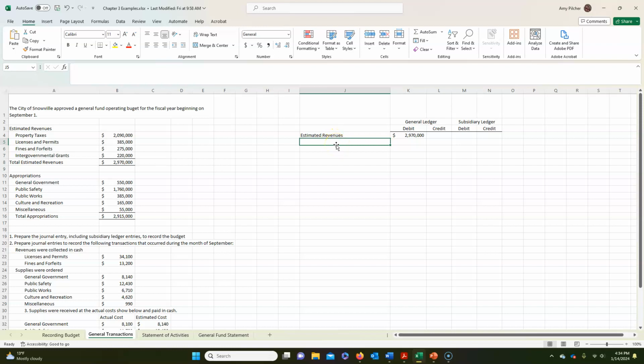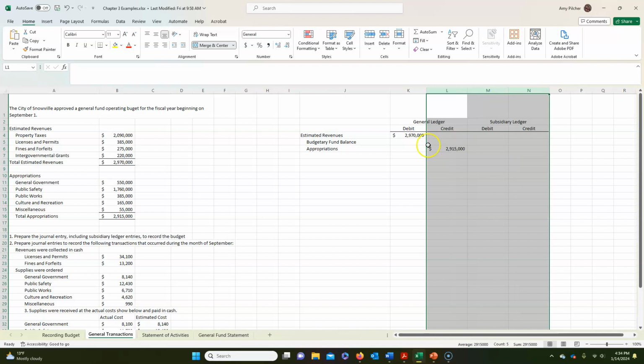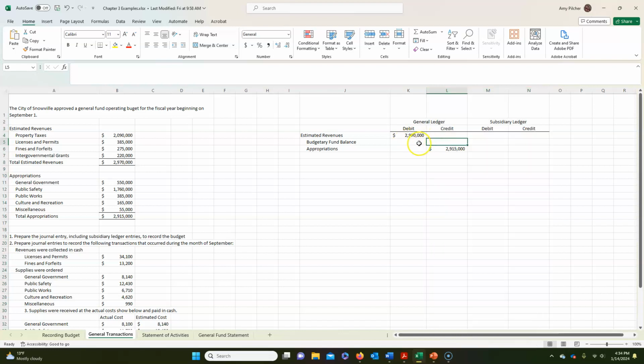Then we're looking at that budgetary fund balance. This is going to be credited because our appropriations are less than our estimated revenues, and we need debits to equal credits. So we have these two amounts. Our appropriations is credited for $2,915,000, and then the budgetary fund balance is the difference between the two, because debits have to equal credits. So we have $55,000.